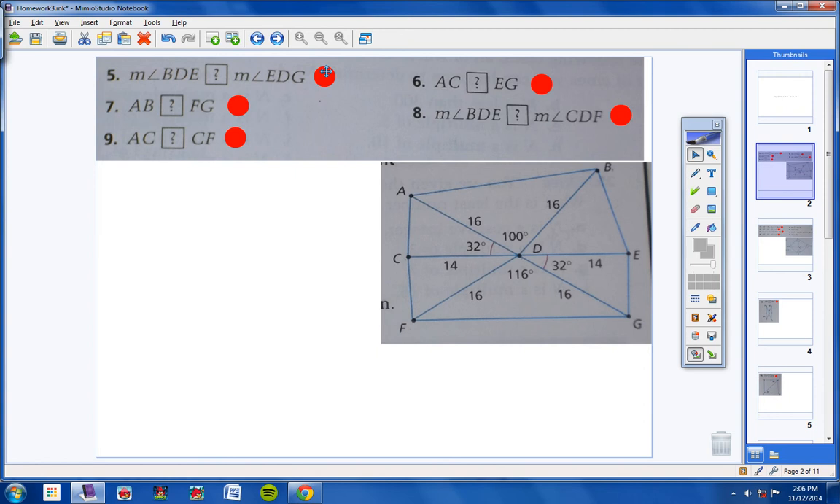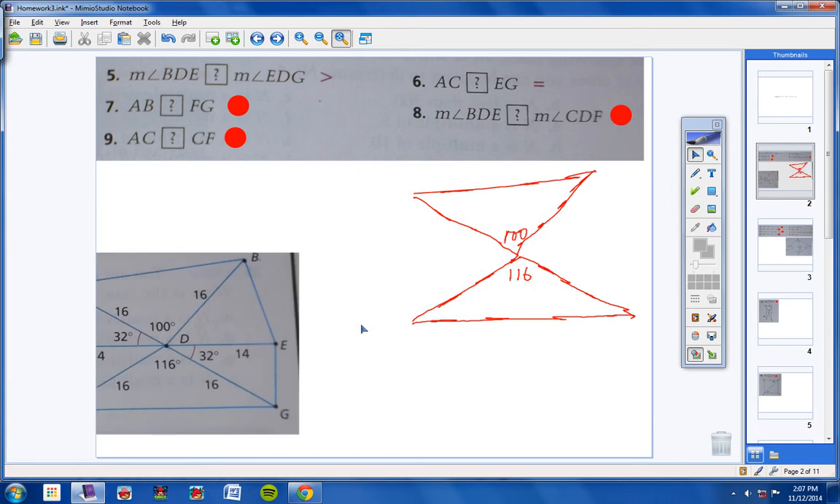So anyways, that was greater than, and this was equal to. Okay, number 7. AB and FG. Well, here's AB. Here's FG. What can we learn about these two sides here? Well, let's see. Look at this, guys. We have 16 here, 16 here, 16 here, and 16 here. This is 100 right here, and this is 116. So I'm going to pull this off to the side here.